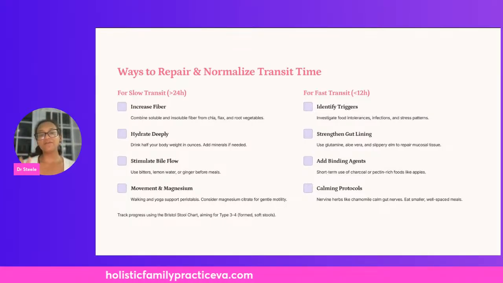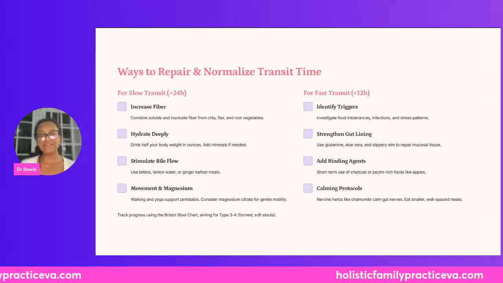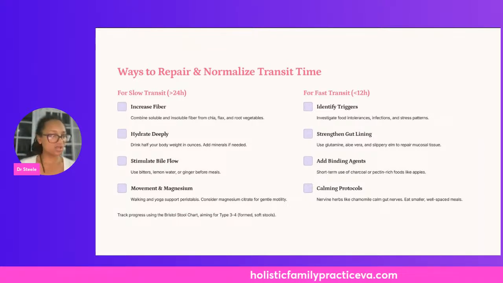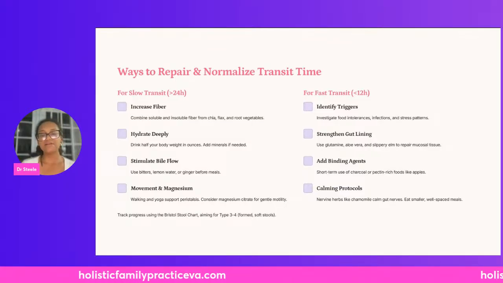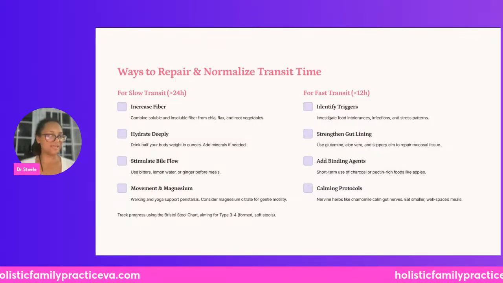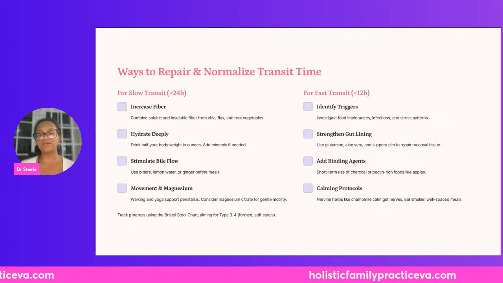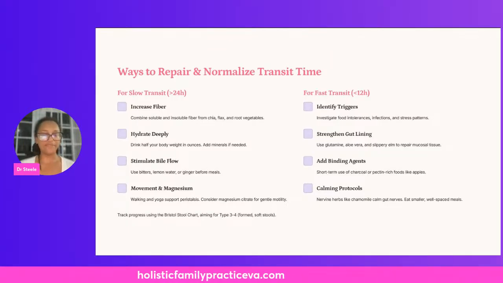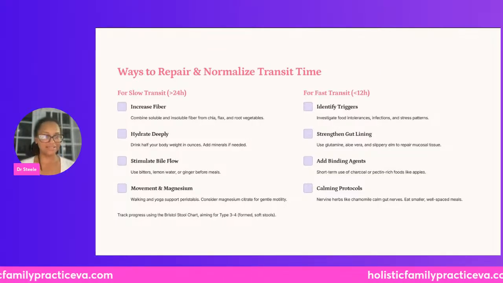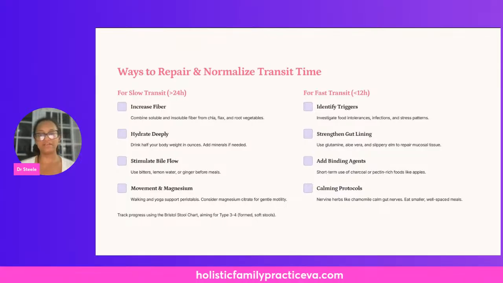If you have a very fast transit time, under 12 hours, you're going to identify any sort of triggers, so food intolerances, infections, stress patterns that may be present. We're going to strengthen the lining of the GI tract. So think glutamine, aloe vera, slippery elm are all helpful to repair the gut lining. Glutamine is an amino acid, aloe vera is a plant, and slippery elm is also a plant. So aloe vera and slippery elm are herbs.